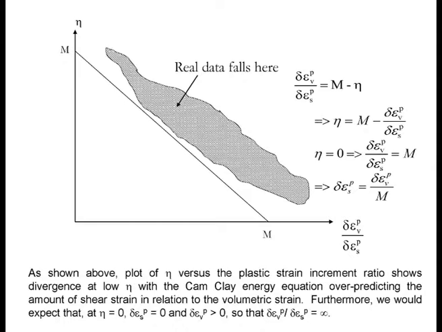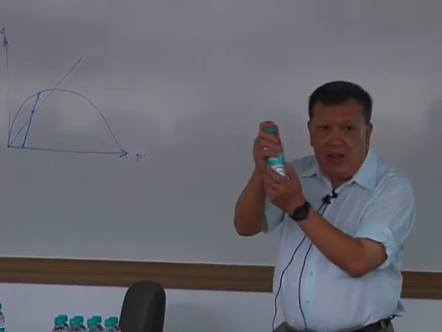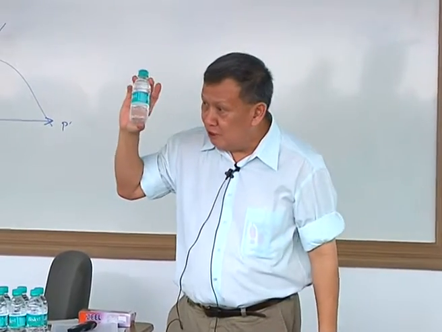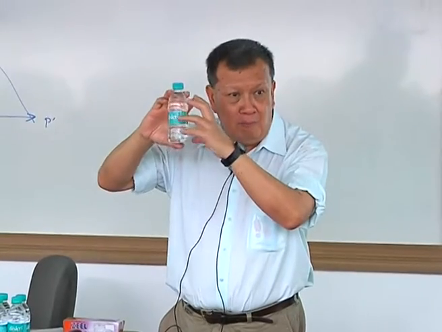So basically, this is a model that cannot undergo pure volumetric compression. There must always be some generalized shear strain when it is yielding. And so this is the defect. Basically, what you would expect is, let's suppose this is a lump of soil and you compress it isotropically, you expect to see only what? Volumetric change.